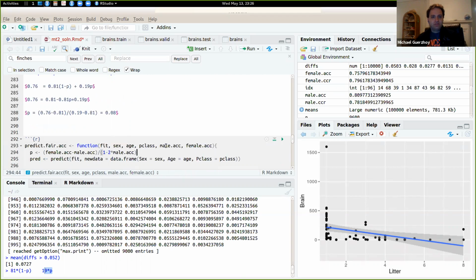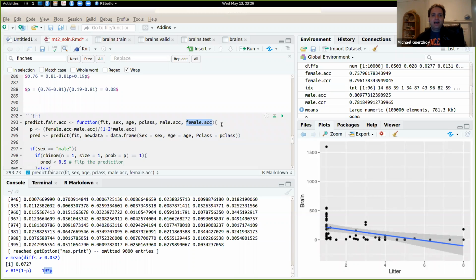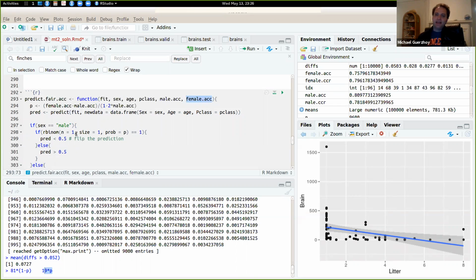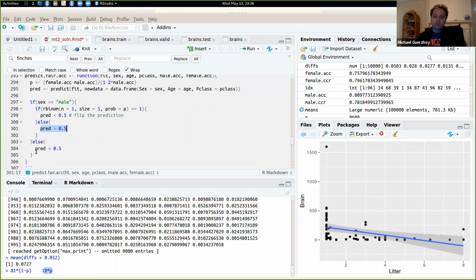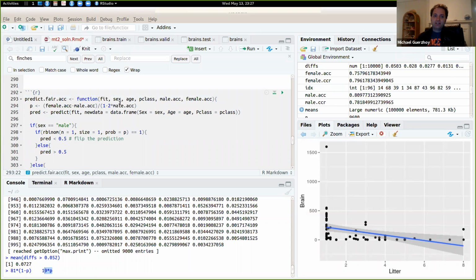And I just translate it to the formula here to make a general P. So this function takes male accuracy, female accuracy. Now I'm making the prediction. If the sex is male, then with probability P, I've got to flip, right? So here I'm using rbinom with n equals 1, size 1. So this is going to be 1 with probability P. With probability P, I'm going to return pred smaller than 0.5. Otherwise, I'm doing the usual thing and predicting pred greater than 0.5. So that's the flipping. If the sex is female, then I'm not doing anything. I'm just returning the usual pred greater than 0.5. So that's my predict pair accuracy.